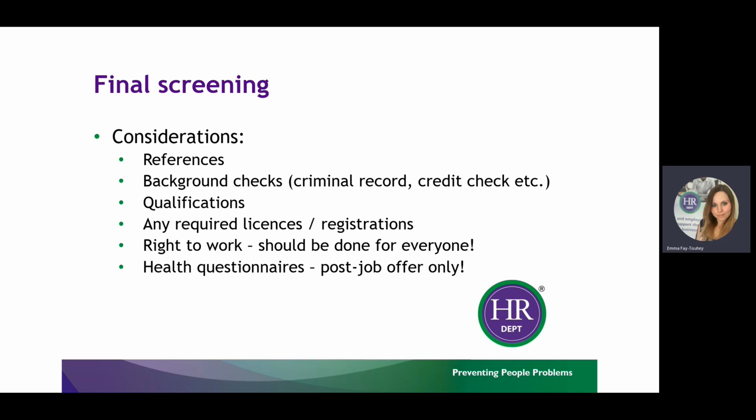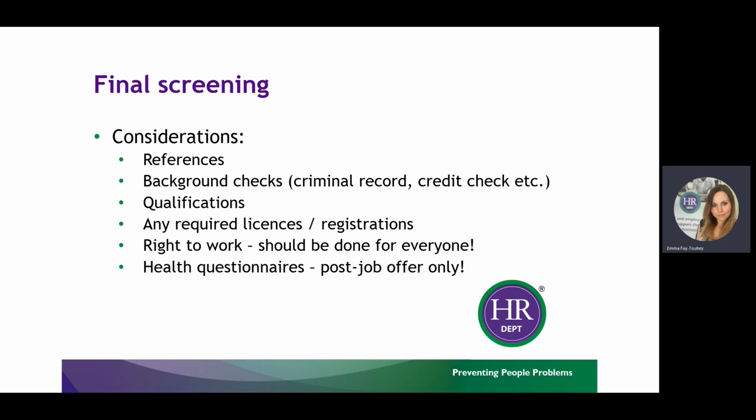And even health questionnaires. The caveat I put on health questionnaires is that you should not ask health related questions before offering a job to someone unless you are asking a question around, do they need any adjustments to attend an interview or to take part in any of your selection process? Otherwise, we shouldn't be asking health related questions. But after you've made a job offer, you could ask for a health questionnaire to check their fitness to work.